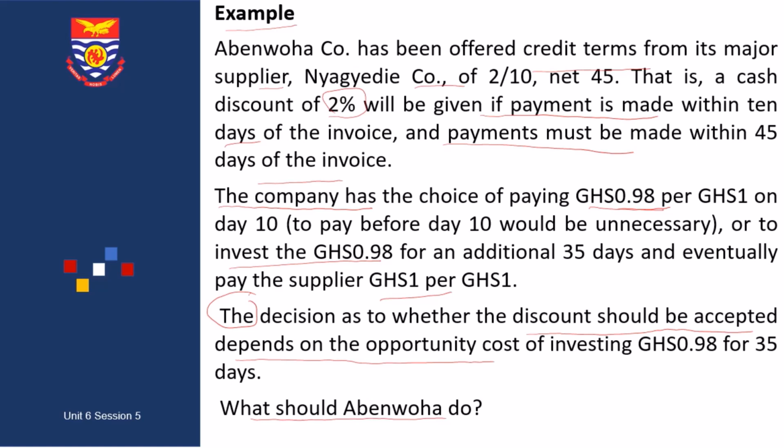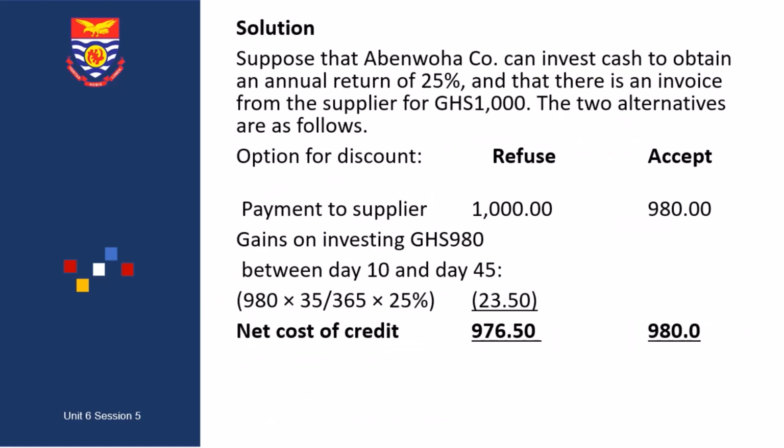All right, so let's see what we have here. Suppose that Abin-Wahar can invest the cash to obtain an annual return of 25%, and that there is an invoice from the supplier for 1,000 Ghana cedis. So the invoice from the supplier is 1,000 Ghana cedis.